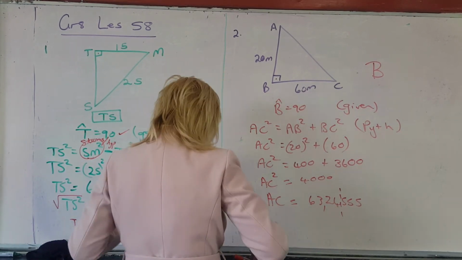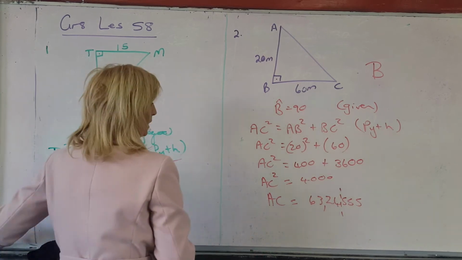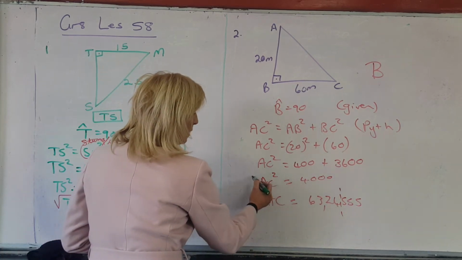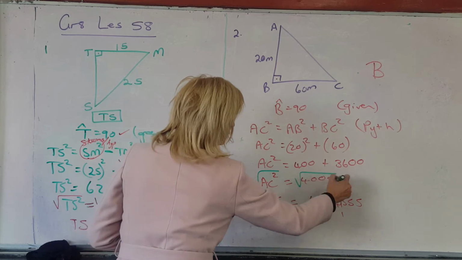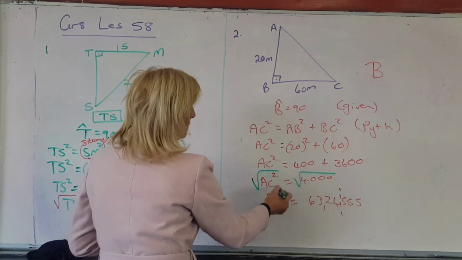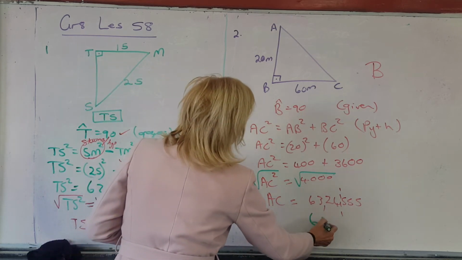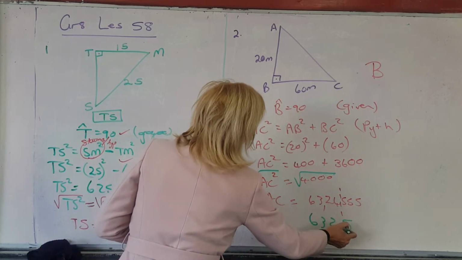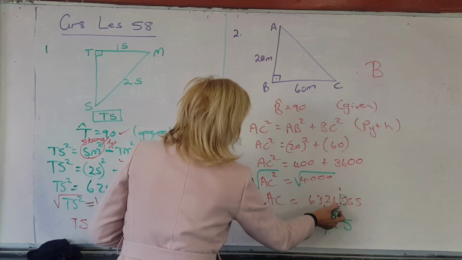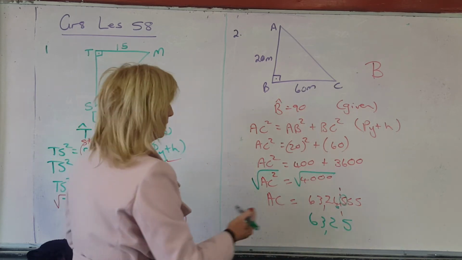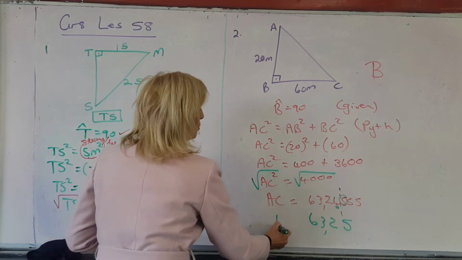So now, just remember, let's just do all of it together. To get the square away, you square root on both sides. So then AC is the square root of that gives me, in other words, 63,255, because this 5 makes this 4 a 5. Nou gaan hierdie aan en ons het al daaroor gepraat.